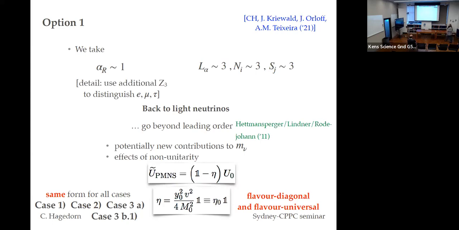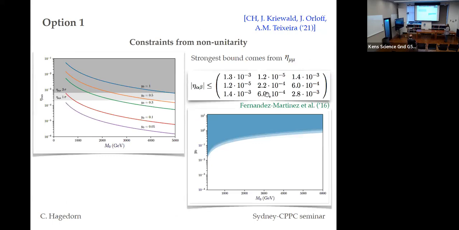So you can easily constrain it. You go to the paper where there are constraints on these entries of this eta matrix, and you see that if you have a flavor diagonal and universal thing, the strongest one comes from the eta mu mu. So what do you constrain? You're actually constraining the combination of M0 and Y0, of this overall Yukawa coupling and of the mass scale, mainly of the mass scale of the heavy states. And for example, as a benchmark, take Y0 to be 0.5, and then you know that your sterile state should be roughly larger than 2.5 TeV.